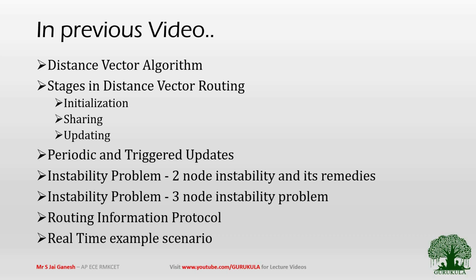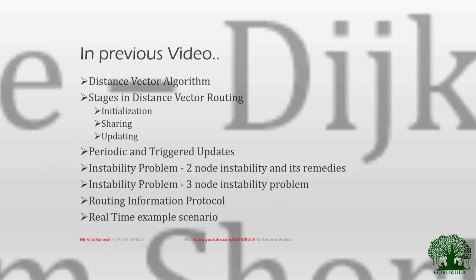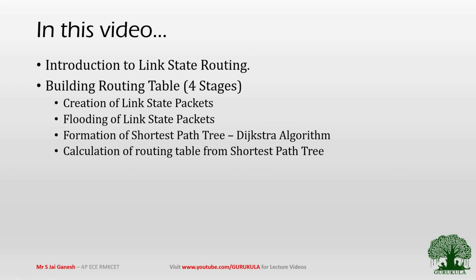In our previous video, we have spoken a lot about the distance vector algorithm, and with this note, let us see what link state routing is. In this video, we will be covering the introduction to link state routing, and then we will see how link state routing actually builds the routing table, which takes 4 steps in total. The first one is creation of link state packets and flooding of link state packets, formation of shortest path tree, and calculation of routing table from the shortest path tree which is created in the previous step.